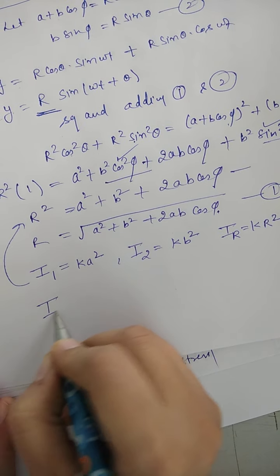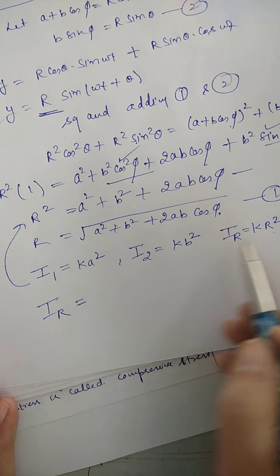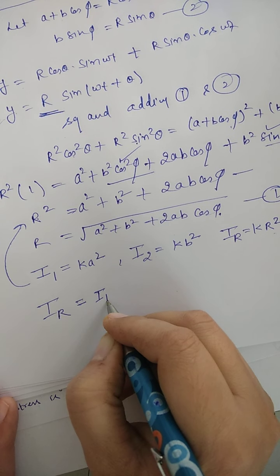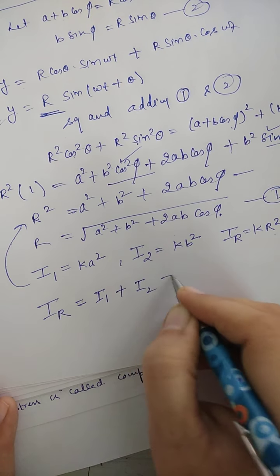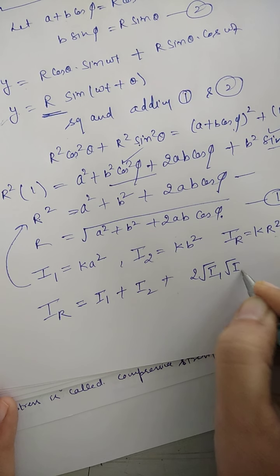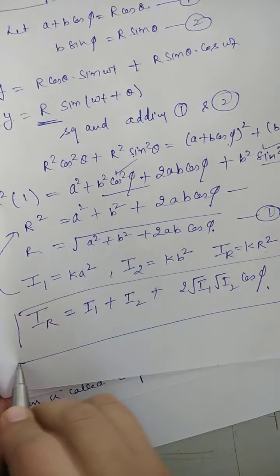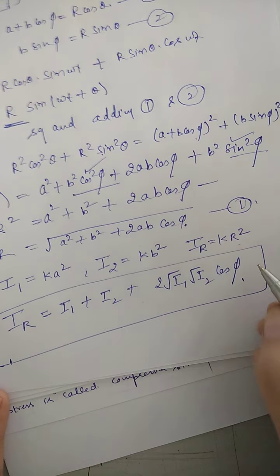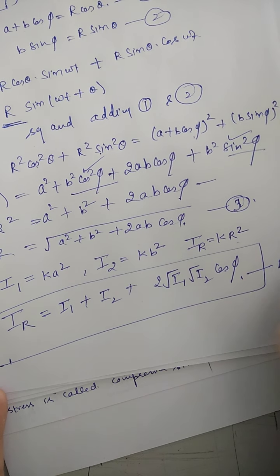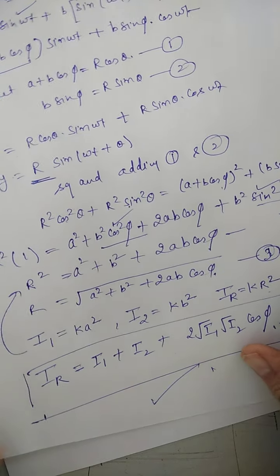It becomes the resultant intensity IR. Instead of R square, you write IR by K, and K will cancel from everything. This is I1 plus I2 plus 2 root I1 into root I2 into cos of phi. So this is the resultant intensity. You can mark this as equation number 3, this as 4. This is equation number 4. This is the formula for resultant intensity.